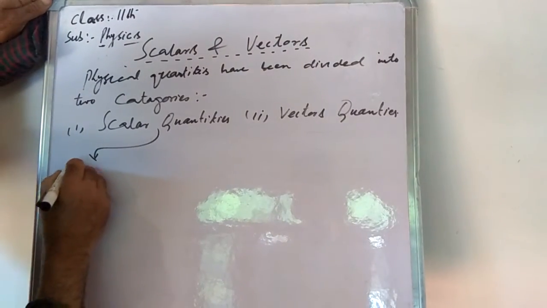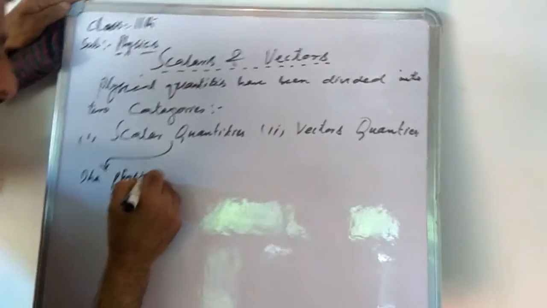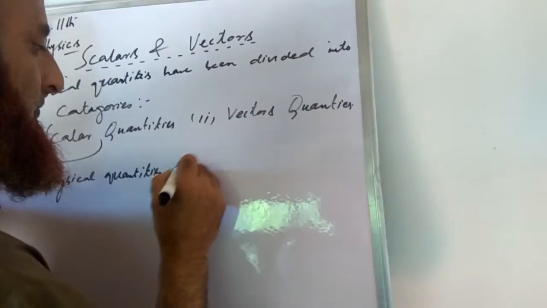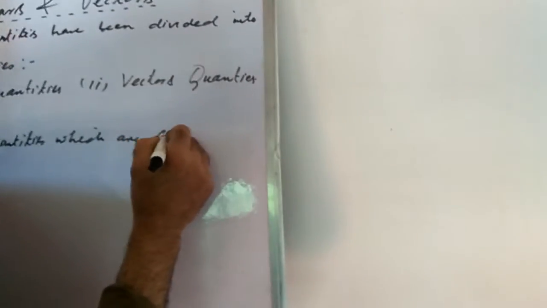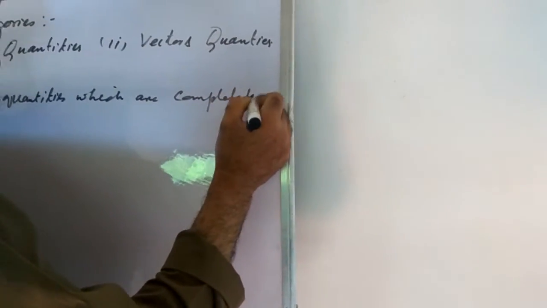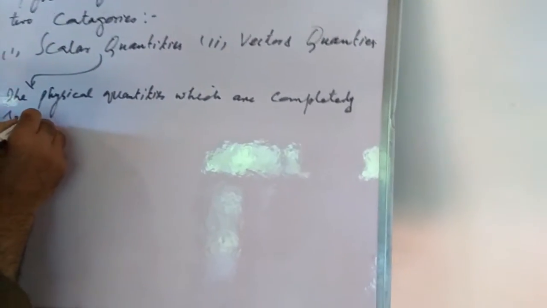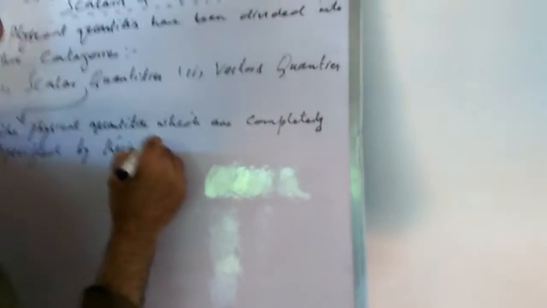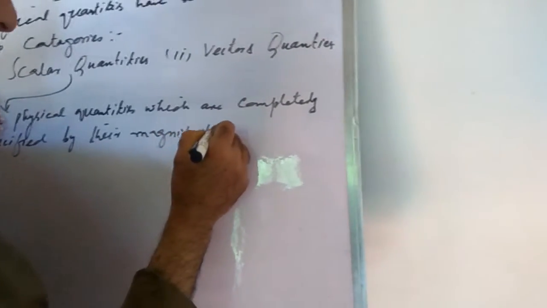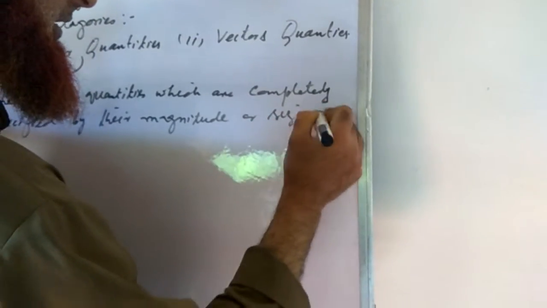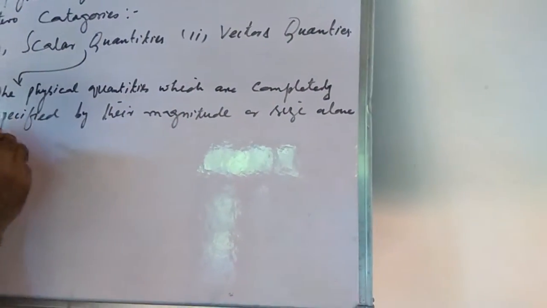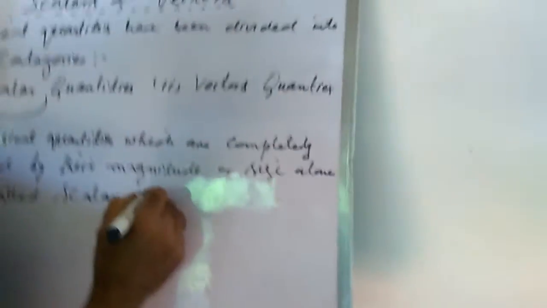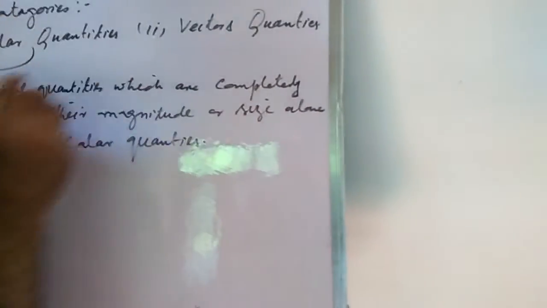I will write it here. Physical quantities which are completely specified by their magnitude, or we can write size alone, that means only magnitude, are called scalar quantities.